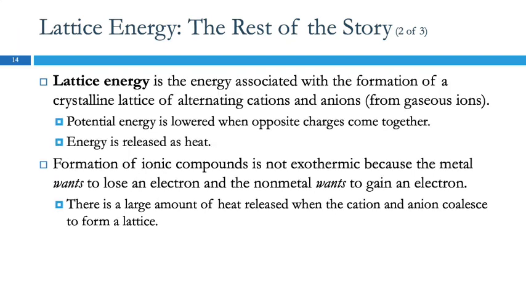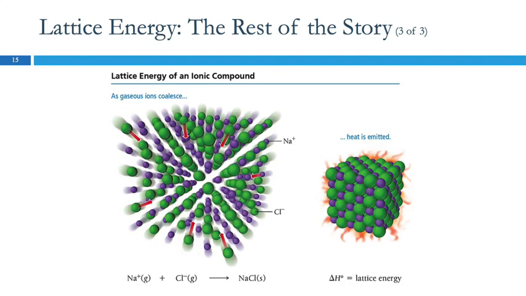Lattice energy is the energy associated with the formation of a crystalline lattice of alternating cations and anions. So I like this picture. Here we've got a whole bunch of sodium ions and chloride ions in the gas state, and they are attracted to each other. What this picture is trying to illustrate is those ions coming together and just sticking together because they're attracted to each other.